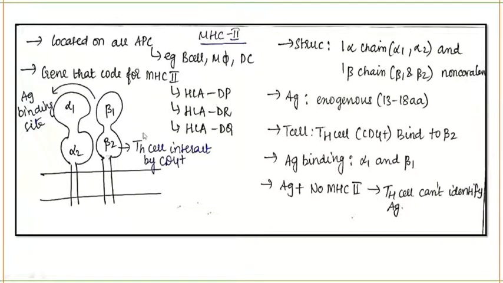Okay, so MHC2 will present its antigen to T helper cells, and T helper cells will have CD4 plus marker on them, and these TH cells will interact with the MHC2 at this beta 2 location. So the beta 2 is the location where TH cells will interact by using CD4 marker, and the antigen binding site is between alpha 1 and beta 1. This is the antigen binding site. If antigen is not presented by MHC2, then TH cells cannot identify the antigen. Okay.